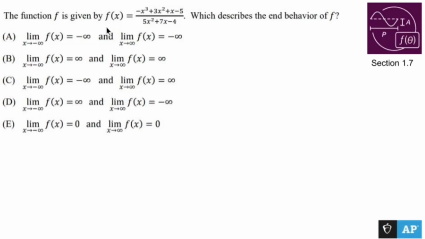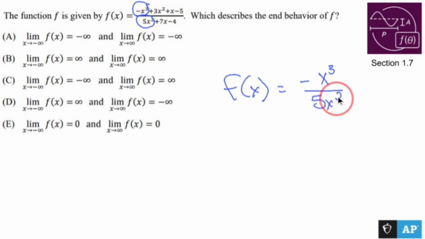The function f is given by f of x equals negative x cubed, blah, blah, blah, over 5x squared, blah, blah, blah, which describes the end behavior of f. Now, why did I only mention negative x cubed and not everything else, and 5x squared and not everything else? Well, whenever you're trying to find the end behavior, you only care about the leading terms in the numerator and the denominator, so everything else is just coincidental. So I have negative x to the third, who cares about the rest, over 5x squared.